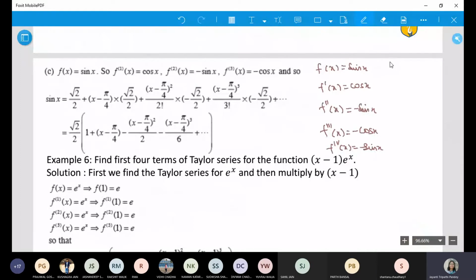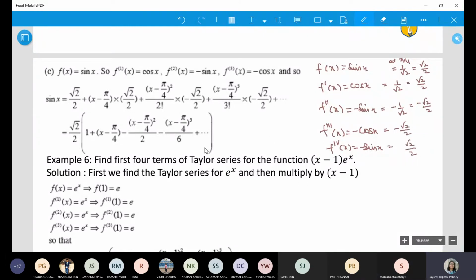Okay, so when you write it at pi by 4, so what will be f(x)? Sin pi by 4, that is 1 by root 2. So just to avoid root in the denominator, you can write it like this. Is it okay? Yes, ma'am. Same way we write this also. And this is minus 1 by root 2. So that is minus root 2 by 2. This is also minus root 2 by 2. And this is root 2 by 2.